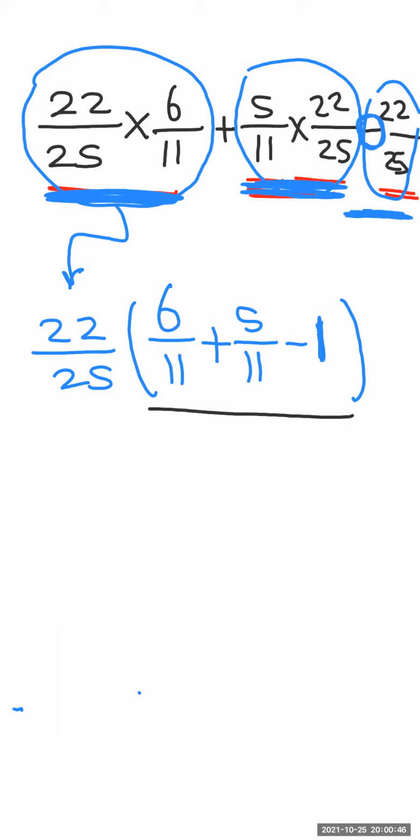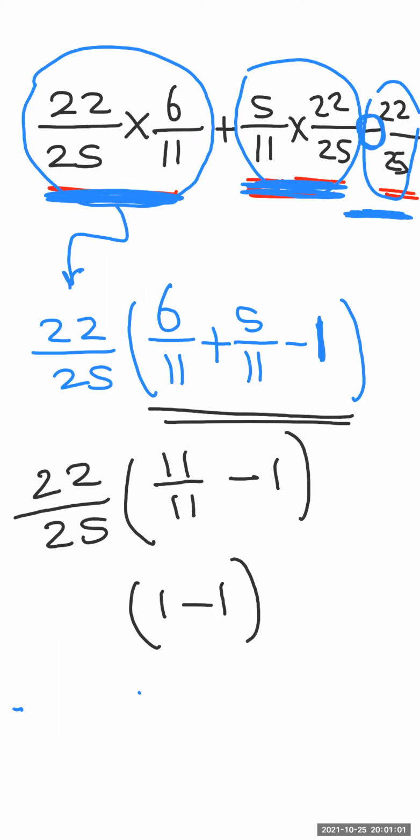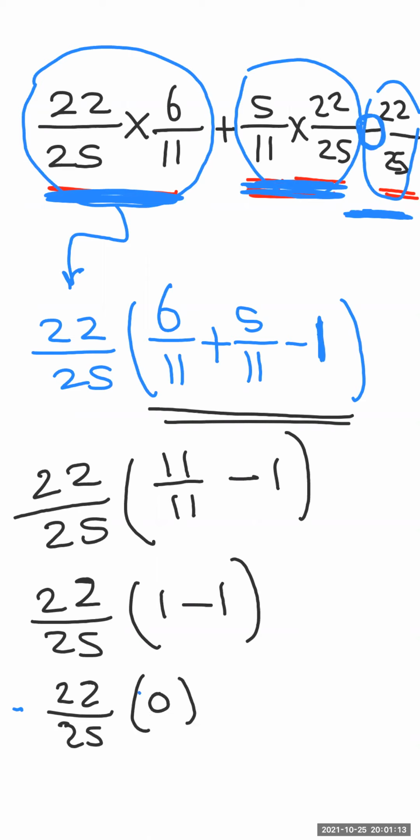I mean to this one. So 22 over 25 times 6 over 11 plus 5 over 11 means 11 over 11, then minus 1. So 11 over 11 means 1 minus 1. Now 22 over 25 times 1 minus 1, it's 0. So simply it will equal 0. Okay, great. The next question.